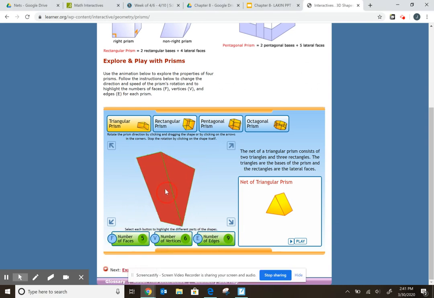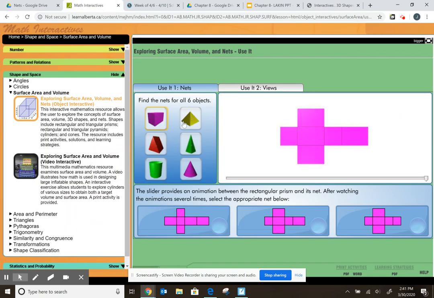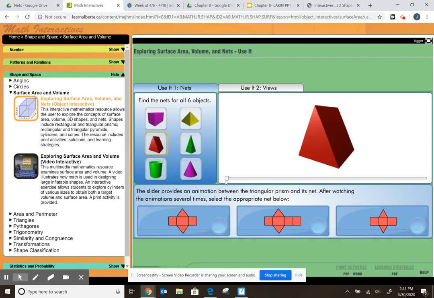Let's go back and look at that net. We'll watch it unfold. We've got our 2 triangles and our 3 rectangles. Just make sure that those 2 triangles are across from each other. Now in this prism, those sides of those rectangles don't all have to be the same size. For example, the sides of this triangle can be all different sizes. But just keep that in mind. Okay, we'll go to our other interactive and we'll look at our triangular prism over there as we unfold it.